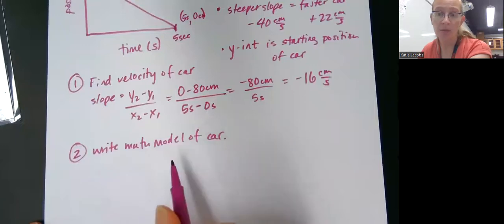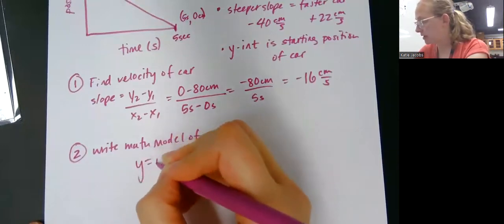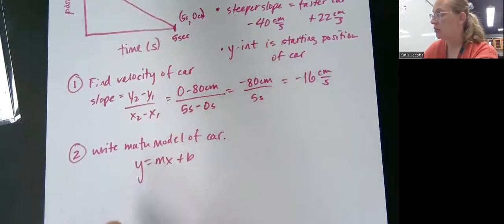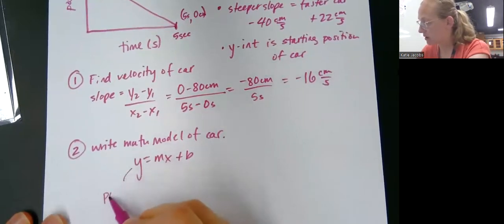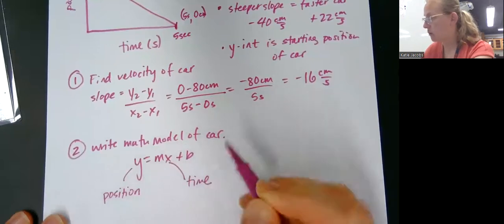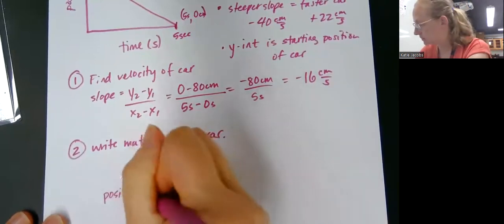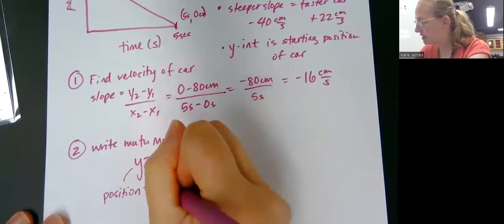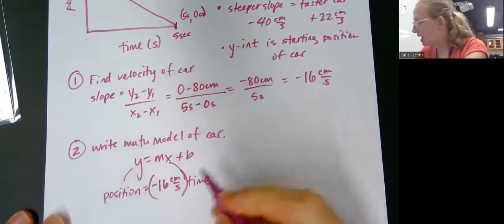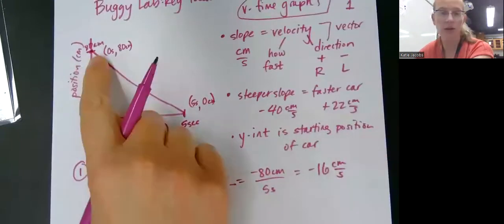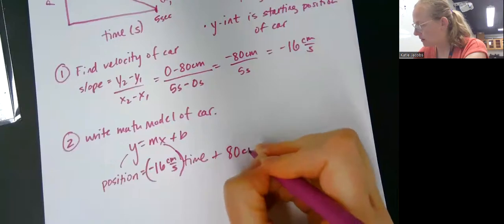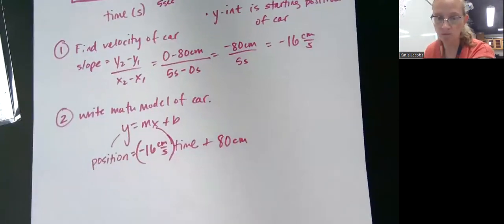The next thing I'm going to do is write the math model. The math model is going to be a linear model. This is the linear equation. The math model is going to use the words for the variables. So position and time, or my y and my x. My slope was negative 16 centimeters per second, because I already calculated that. And then my y-intercept was my starting position, 80 centimeters. And that is my math model.